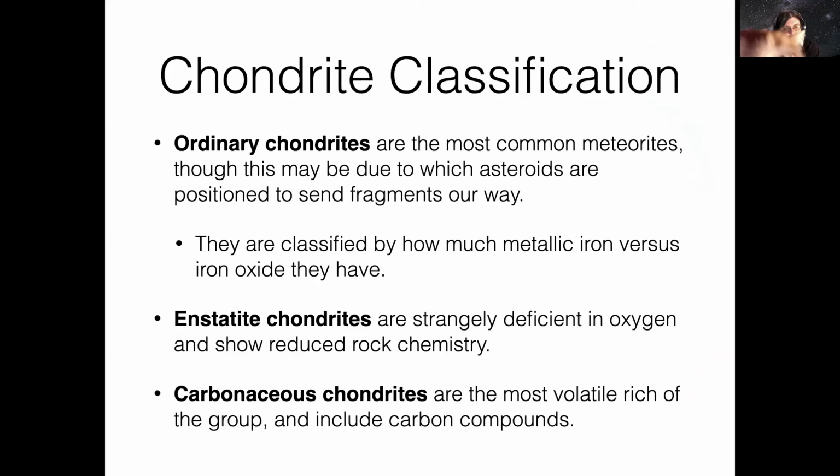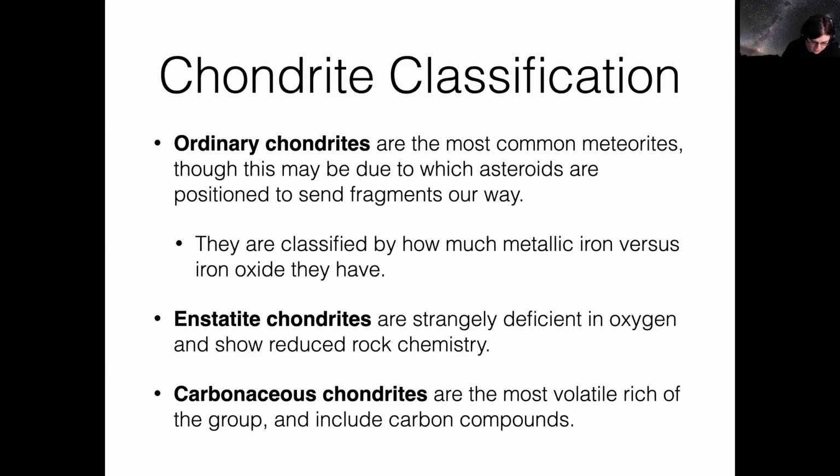You also have enstatite chondrites, which have some really strange chemistry. They are missing oxygen, and their rock chemistry is more on the reducing side than the oxidizing side. And carbonaceous chondrites, which are really interesting because they contain a lot of the middling elements, the elements that aren't quite rock, but are not as volatile as hydrogen, noble gases, and stuff.